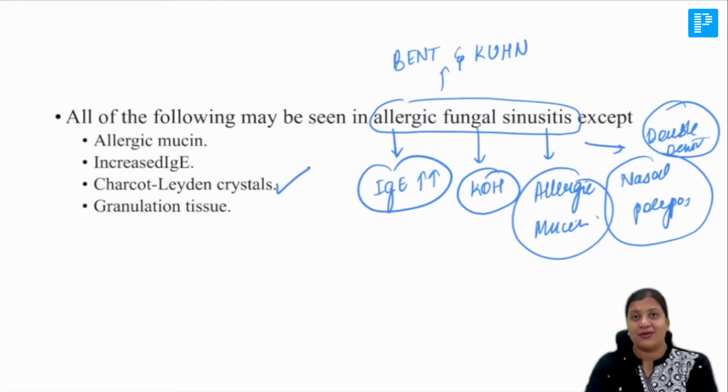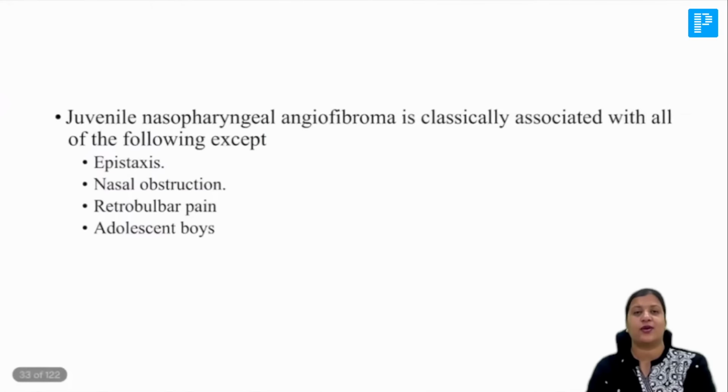Charcot-Leyden crystals may be seen, but it's not a major criteria, it's a minor criteria. So all the three are seen. Granulation tissue is not a feature of AFRS. So answer is option D, which none of you have given. So the correct answer is option D. All of the following features are seen except is the question. So the correct answer is option D. Now let's go to the next question.